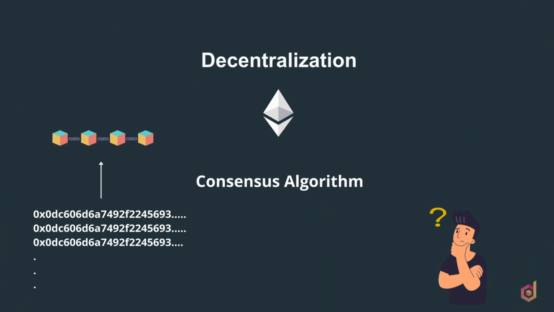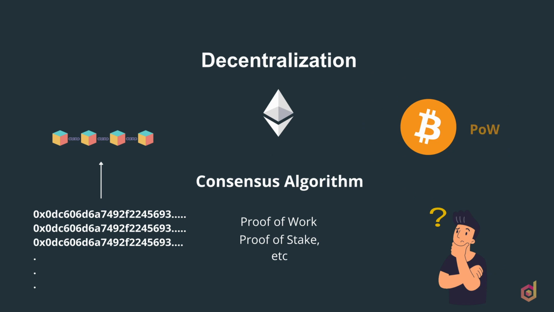Now who is responsible for adding the data on the network? Well, it's decided by the consensus algorithm. There are many types of consensus algorithm like proof of work, proof of stake, etc. The famous Bitcoin blockchain uses proof of work as a consensus algorithm, while the Ethereum blockchain recently migrated from proof of work to proof of stake. The functionality of this consensus algorithm may be different, but the core aim of any consensus algorithm is to add the valid transaction to the blockchain.